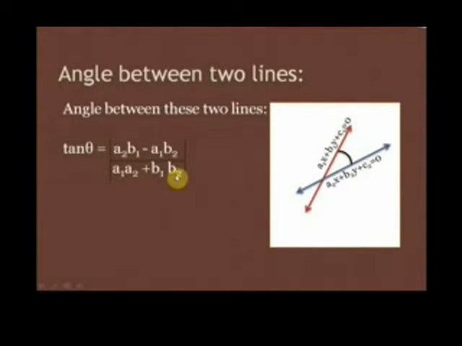Once again, if two lines have been given and the equations are a1x plus b1y plus c1 equal to 0 and a2x plus b2y plus c2 equal to 0, then the tan of the angle between these two lines is given by modulus of a2b1 minus a1b2 divided by a1a2 plus b1b2.